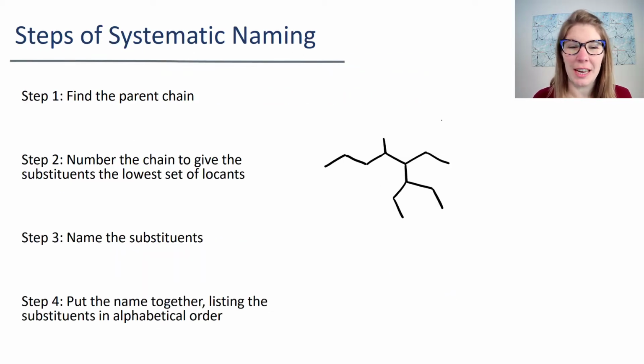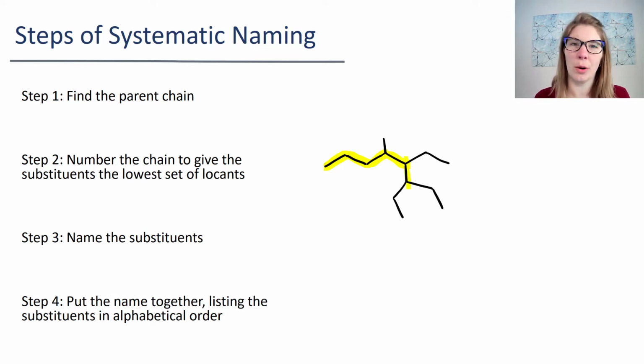Now that we've laid the foundation, let's name something. Here are the steps to coming up with a systematic name. Step 1, find the parent chain. So we want to find the longest continuous chain of carbon atoms. And notice how in this one, I'm going to start on the left. I'm going to highlight here as my parent. I get to this carbon and I think, okay, I could go across or I could go down. Well, if I go down, there's more carbon, so I'm going down.